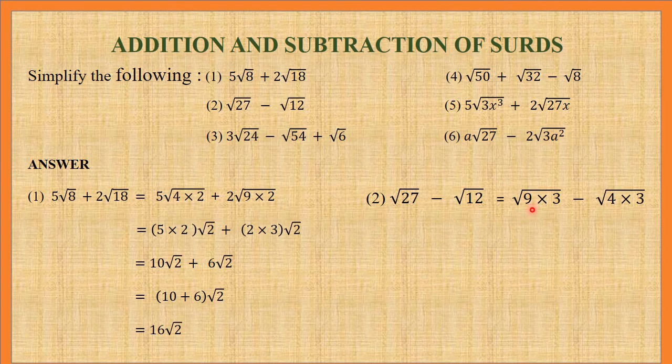Square root of 9 can be separated as square root of 9 times square root of 3, and square root of 9 is 3. This can also be separated as square root of 4 times square root of 3, and square root of 4 is what? 2. So this will be simplified as 3 times root of 3 minus 2 times root of 3. And this gives us 3 root of 3 minus 2 root of 3.